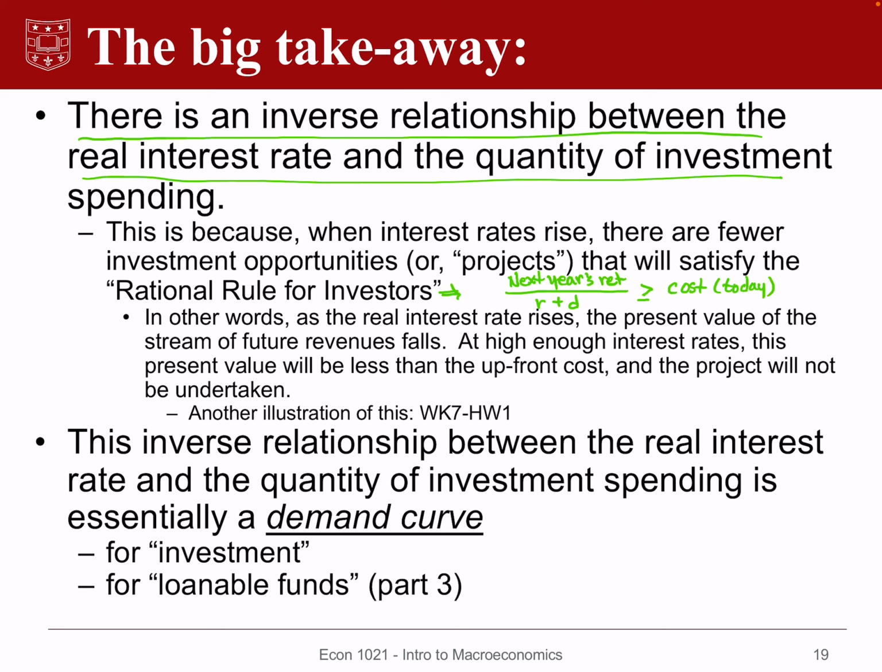If we increase R, then for reasons that we've already talked about, we decrease next year's return divided by R plus D. Mathematically we can see that, but we also talked about logically why that's true. So there are fewer projects that will pass the net present value test, that will satisfy this rational rule for investors.